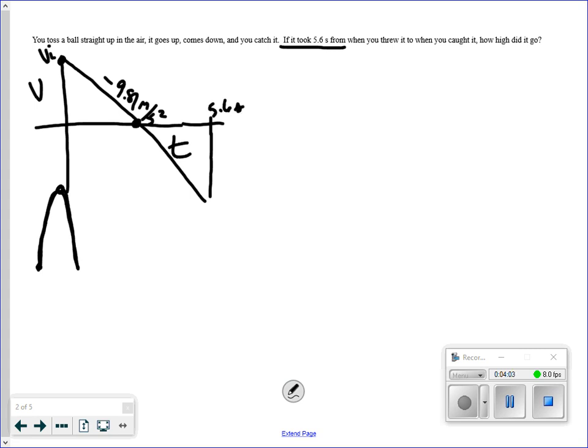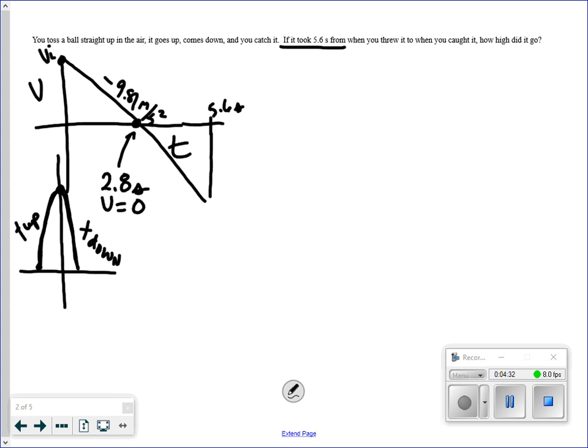Now, if you land on the same spot that you started, one of the nice things is we can split that right in half. There's the time up and the time down, and they should match if you land at the same spot. So you should be able to tell me what the time is at that point. In this case, if you cut that time in half, it's 2.8 seconds. You also should know that your velocity at that point is 0, because it's crossing the x-axis.